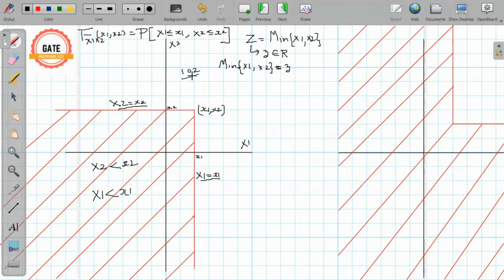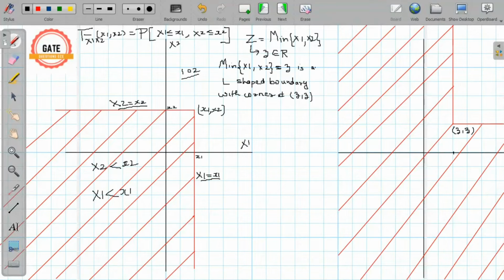So the conclusion in question number 102 was that minimum x1 comma x2 is equal to small z is an L-shaped boundary with corner at small z comma small z. You can easily verify this. Here in this diagram I have drawn this L-shaped boundary with corner at z comma small z.